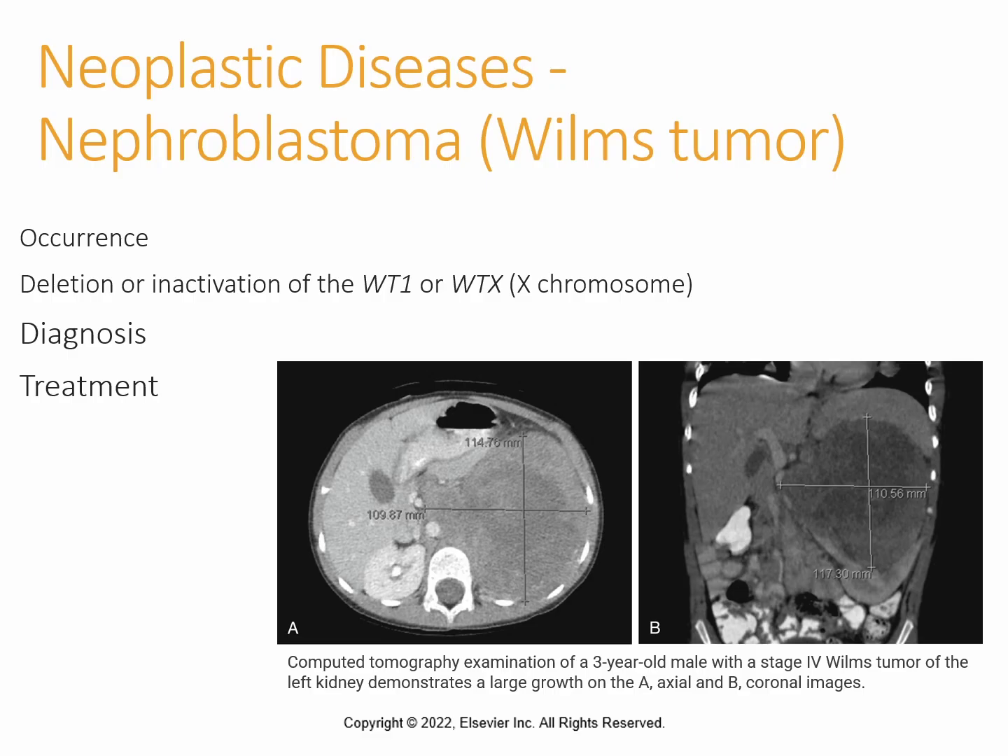It is associated with the deletion or inactivation of the WT1 or WTX X chromosome tumor suppressor gene and may be inherited or sporadic in origin. Children with nephroblastoma often have no symptoms but may have the tumor discovered by a parent or physician who feels a large palpable abdominal mass. The relative firmness and immobility help distinguish Wilms tumor from hydronephrosis and renal cysts. They begin in the kidney and deform the normal collecting system.